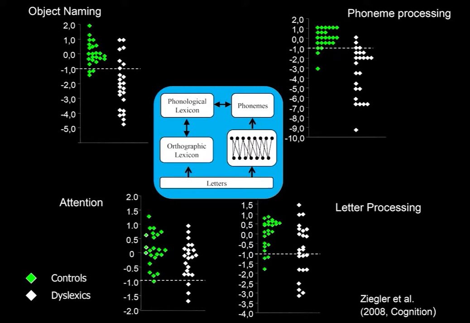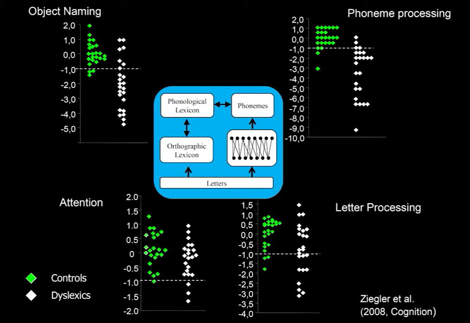So in a basic attention task, out of these 24 children, you have 3 that are 1 standard deviation below the mean of the controls. So a few kids have these attention problems, and you can see how it might affect letter processing through visual spatial attention, as I showed you, like the crowding paradigm. Let's look at letter processing.